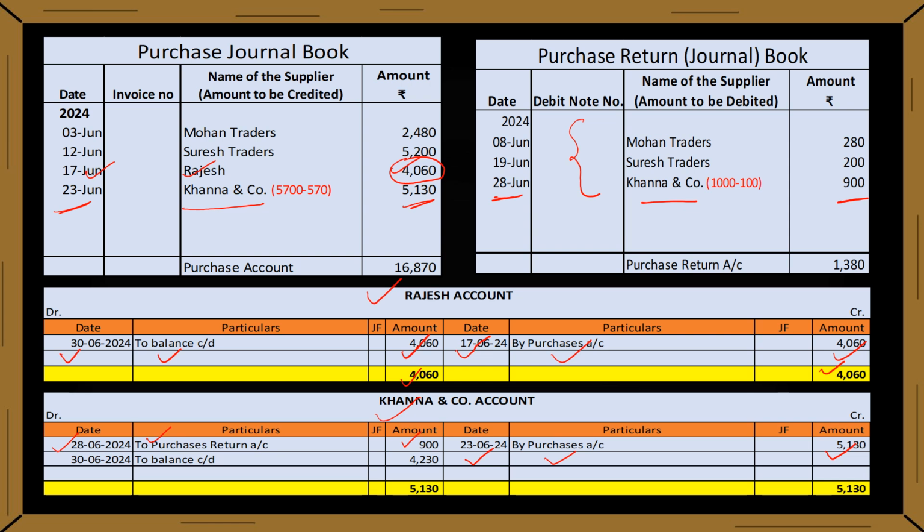On seeing, we find the total of credit side is more. So we take the total to the debit side also, 5130, 5130. On deducting 900 from 5130, we get on 30th June 2024 to balance carried down 4230 as the balance of Khanna and Company account.